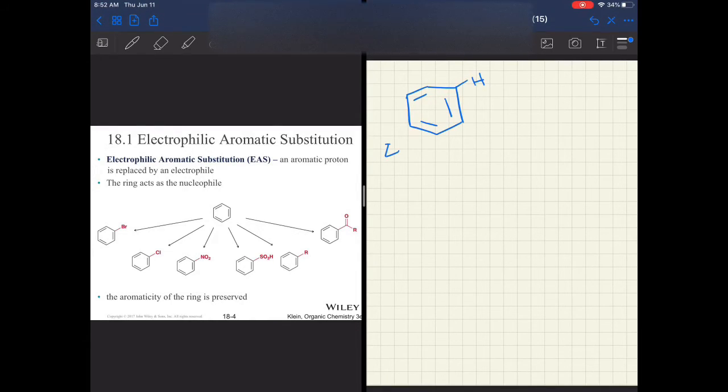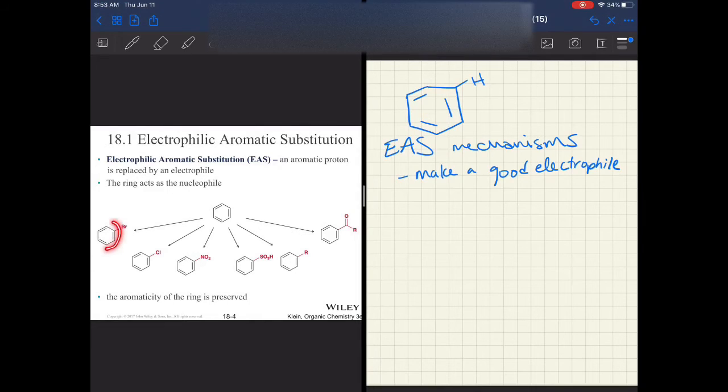Okay, now each of these reactions is going to have 3 steps. All right, so we're doing EAS. We're going to look at the mechanisms, and we're going to be interested in how to make a good electrophile. You need a really strong electrophile to attract the electrons out of the aromatic ring. You are going to do the actual substitution. And then finally, you're going to regain aromaticity.